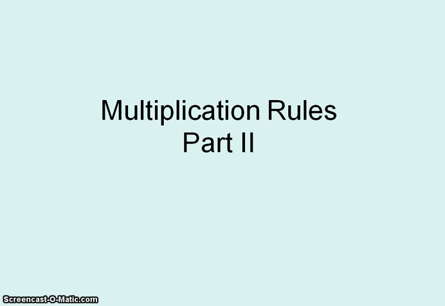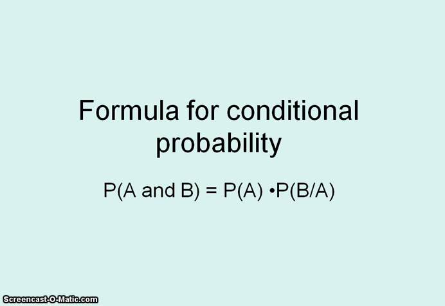So let's continue on with the multiplication rules and look at part 2. We talked in the last lesson about the conditional probability, and we said the probability of A and B is equal to the probability of A occurring times the probability of B given that A has already occurred. And we talked about how this is important if we're dealing with dependent events, where the likelihood of one thing is affected by whether another thing has happened or not.